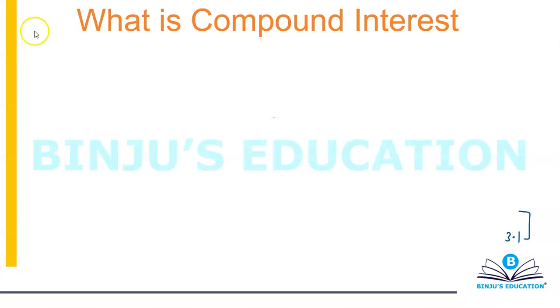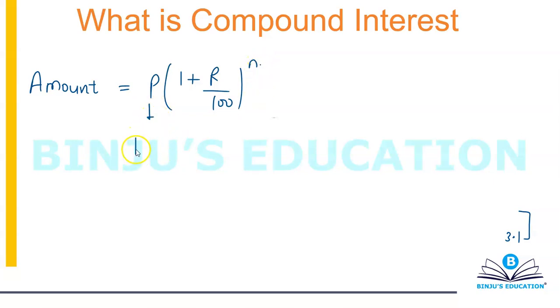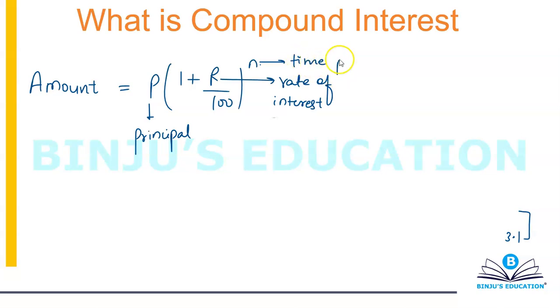So when you talk about compound interest, unlike the case of simple interest where we had the formula to calculate simple interest, in case of compound interest, we have the formula to calculate the final amount. And it is calculated as A = P(1 + R/100)^n, where P is your principal value, R is your rate of interest, and n is your time period. This is the formula to calculate the final amount.